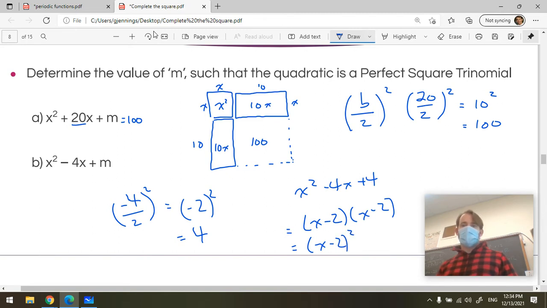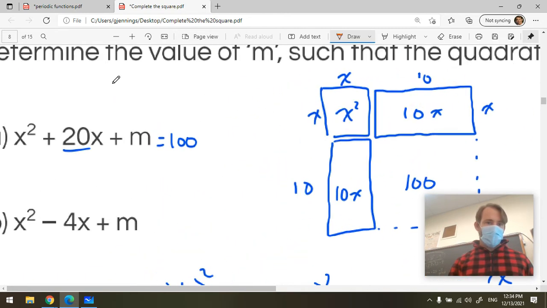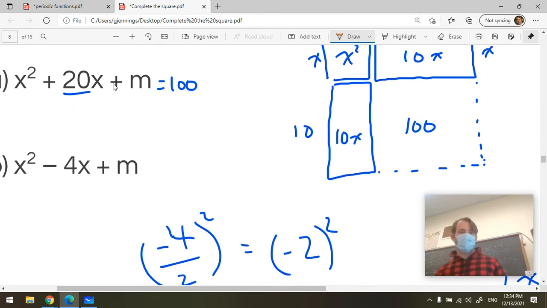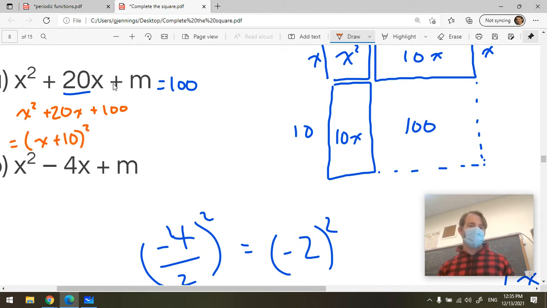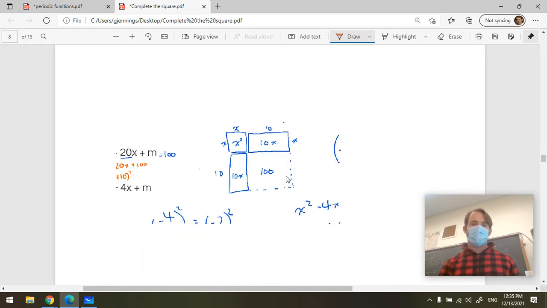Same thing up here. If I want to factor x squared plus 20x plus 100, where m is 100, I want two numbers that multiply to 100 and add to 20. Well, that's 10 and 10. So that factors to x plus 10 squared. Perfect square, just like we predicted over here. That's the square x plus 10.